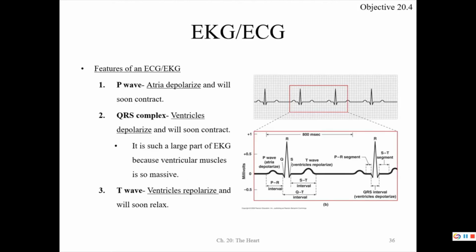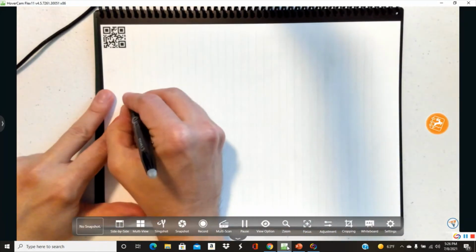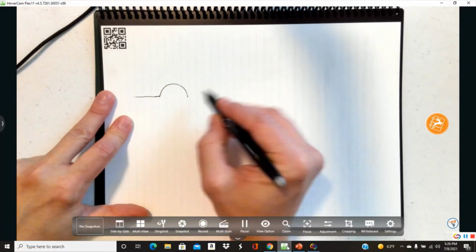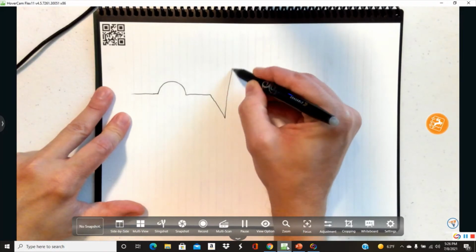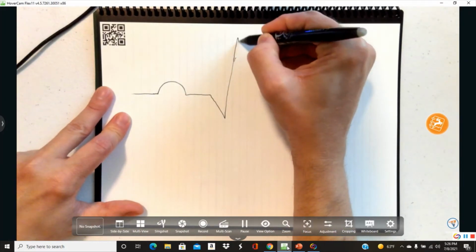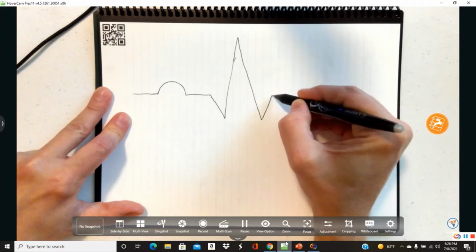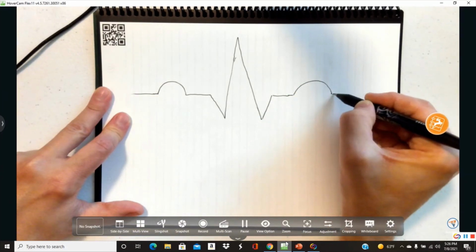Now, one thing I do want to talk about, and this is very big, and we're going to spend some time on it, is a normal EKG tracing. What does a normal EKG tracing look like? If you understand the things we're going to talk about, it will help you when you actually have to go and measure and understand them yourself in a clinical setting.